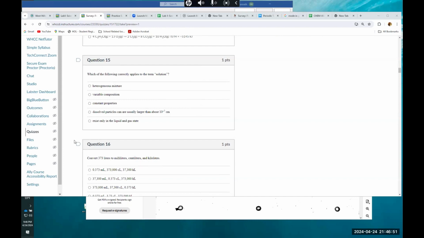Which of the following correctly applies to the term solution? Heterogeneous mixture, variable composition, constant properties, dissolved in particles that are usually larger than 10 to the minus 7th centimeters, exist in a liquid and a gas state. Heterogeneous mixture? That is correct.